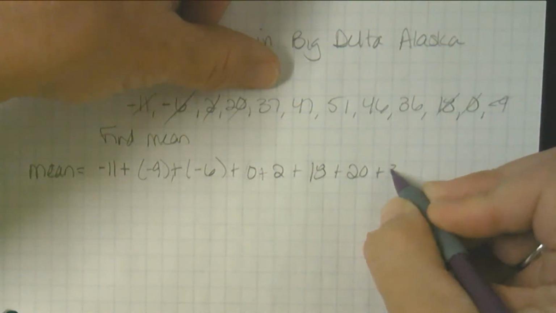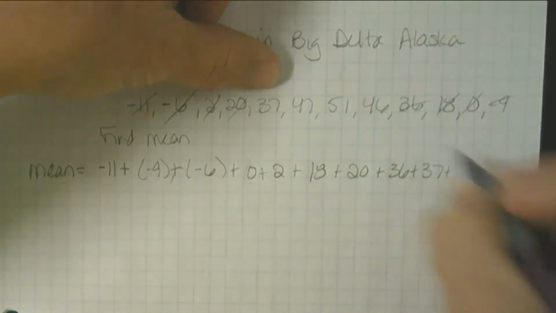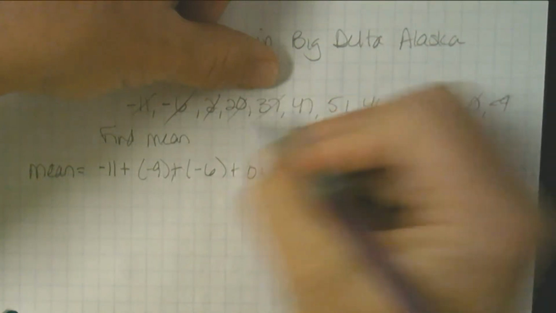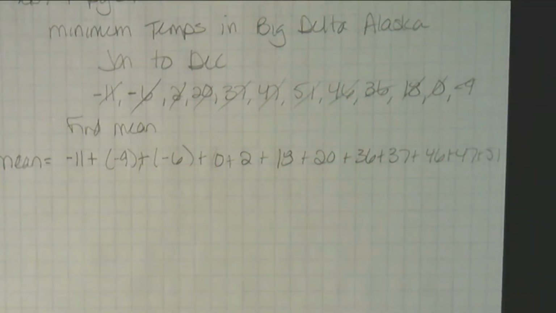Once I've written them all down, what do I do next? So I've written them all down. What else do I have to do for mean? Sarah?